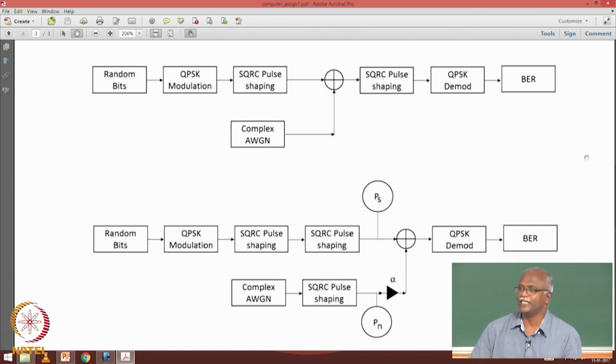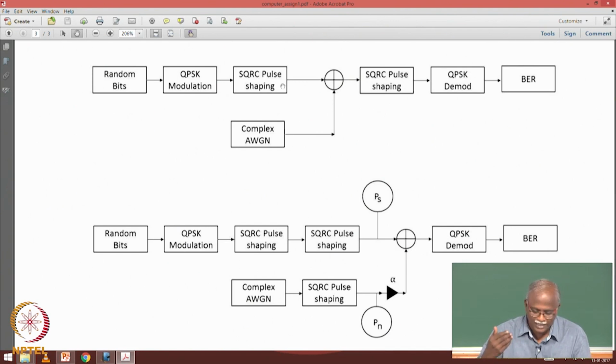But invoking the property of linearity from signal processing, we can say that I can move the summation to the right hand side, since it is a linear operation. Which means that each of the branches must go through square root raised cosine pulse shaping. That is what you see here. So I have moved the receive filter, for the purposes of convenience, to the left, and then applied my signal power and noise power, because this is exactly what is coming into my receiver. And because it is a simulation, I can do that. It actually helps me control it.